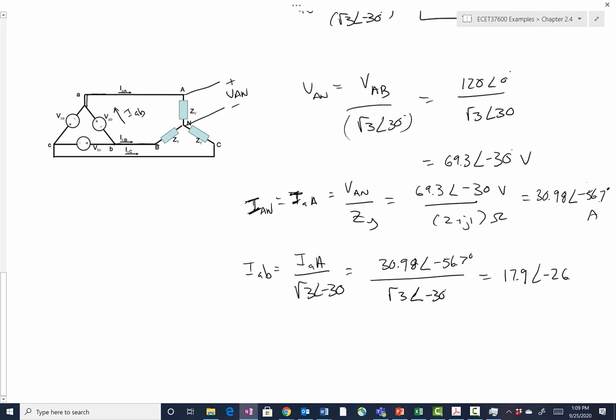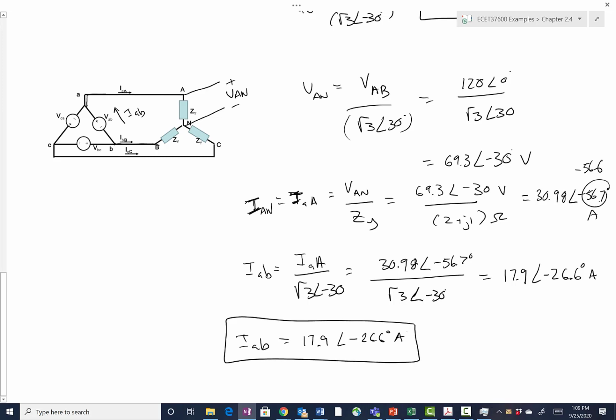I think I rounded improperly in the previous step. I think this wasn't supposed to be negative 56.7. I think it's supposed to be negative 56.6. Sorry about that. So anyway, IAB equals 17.9 at an angle of negative 26.6 degrees amps. Okay, that wraps it up.